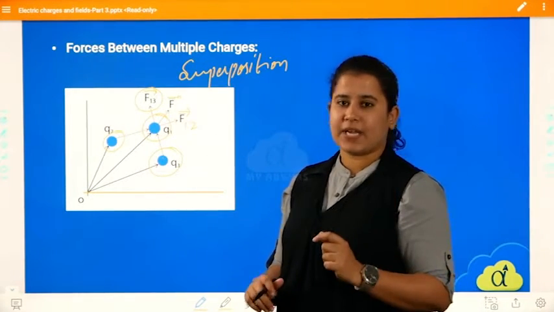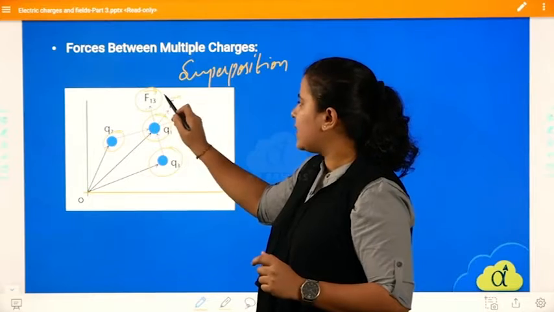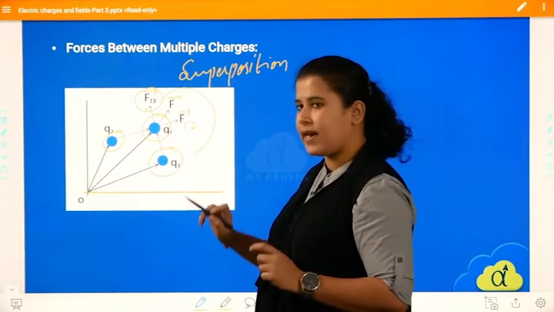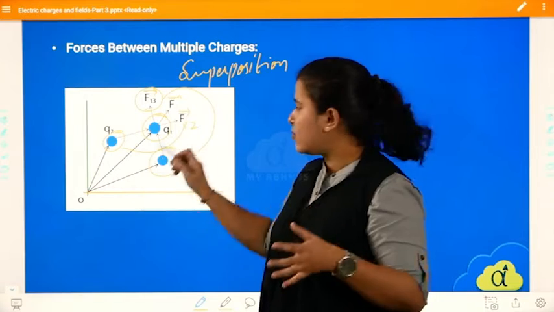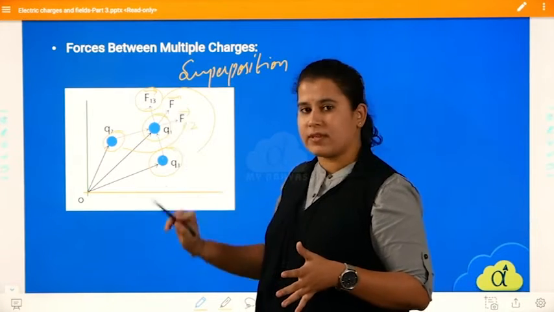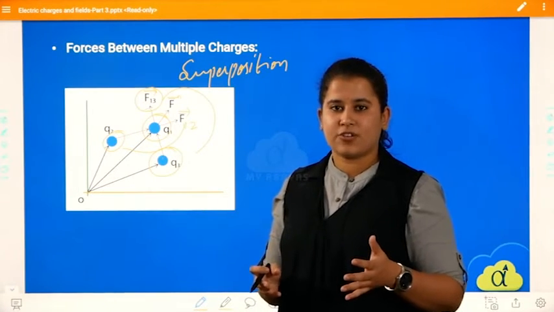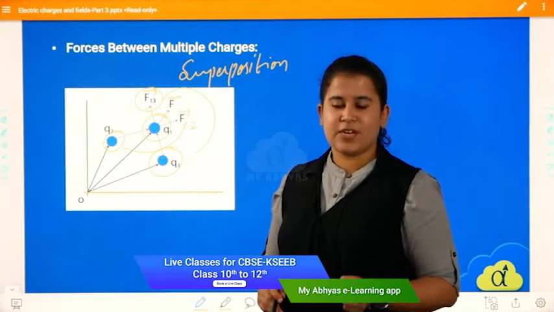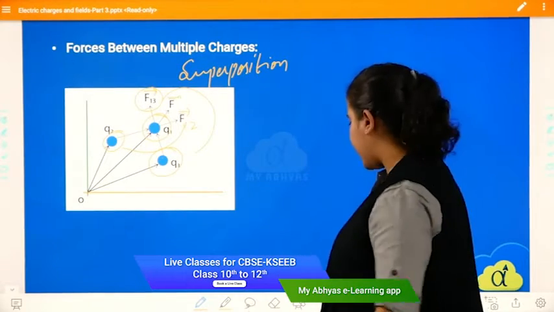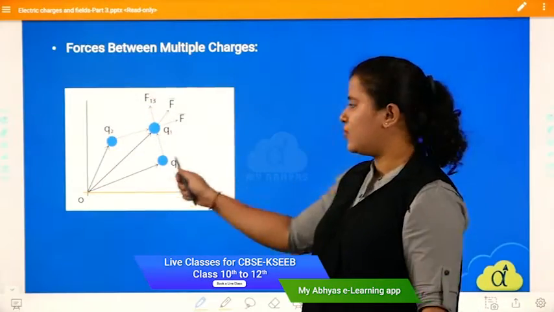So now what is happening here? This F13 is independent, right? And this F12 is also independent. This is not getting affected by F13, or the force by the third charge on the first charge. So this we call the superposition principle. Now we will be applying Coulomb's law.